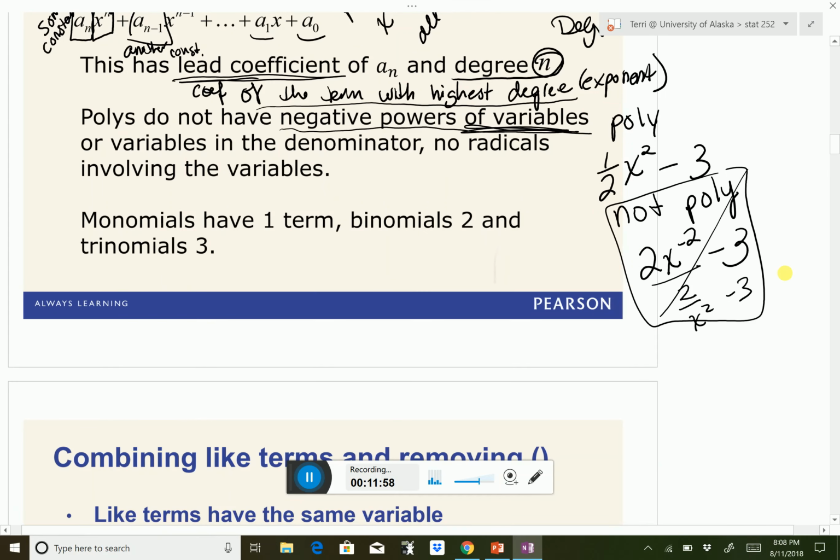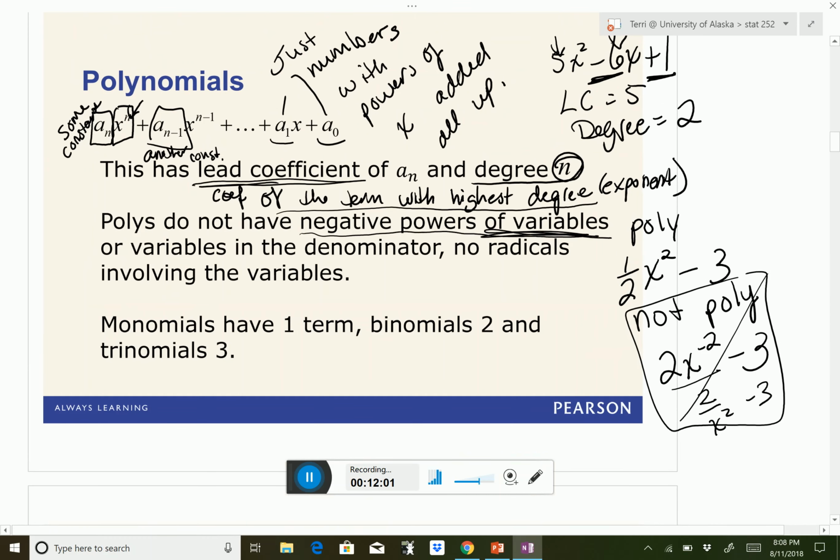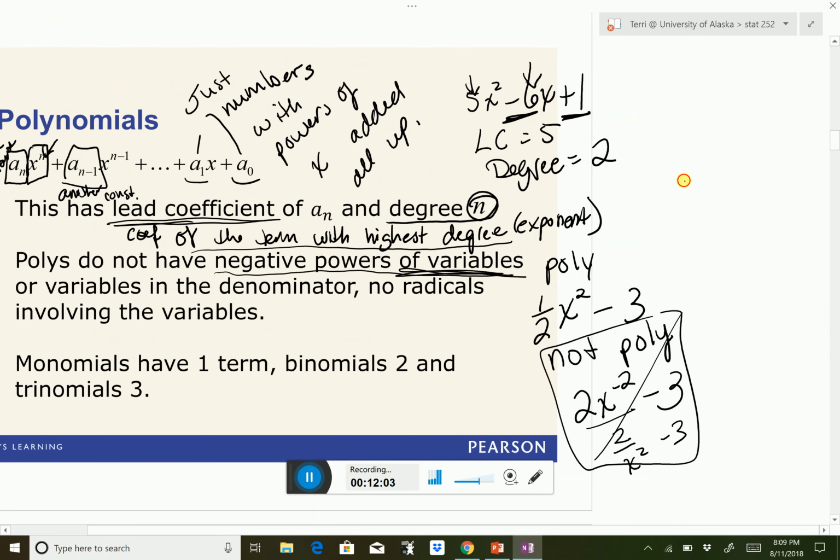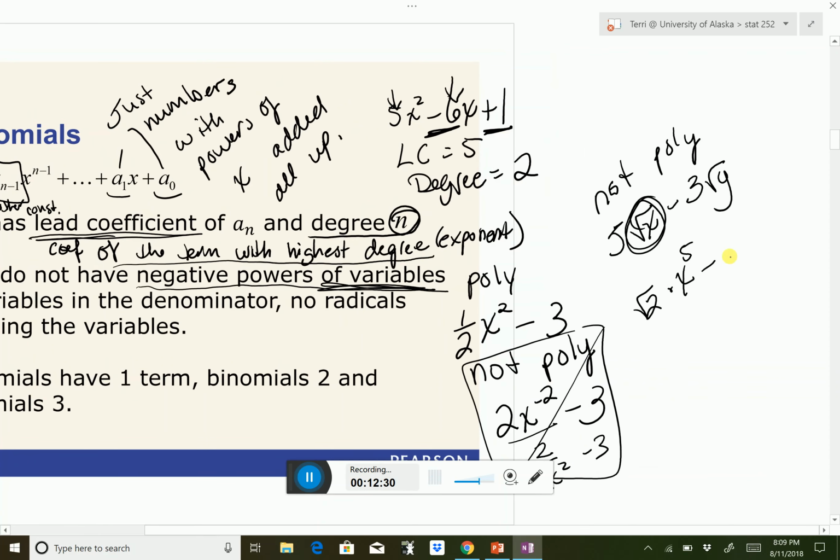So, no variables in the denominator, no radicals involving the variables. Another example of something that's not a polynomial is the square root of x. So 5 square root of x minus 3 root y. That's not a polynomial because we have variables under there. Now I can have the square root of 2 times x to the 5th minus the square root of 3 x to the 3rd. That's fine.